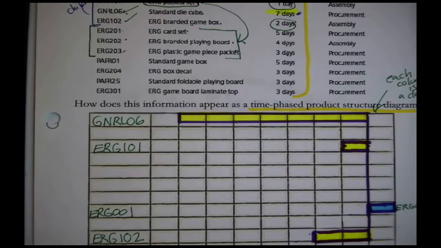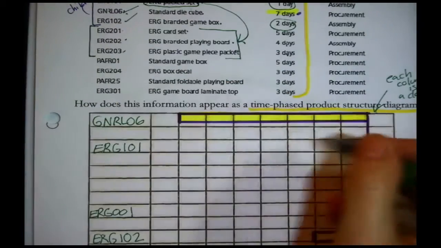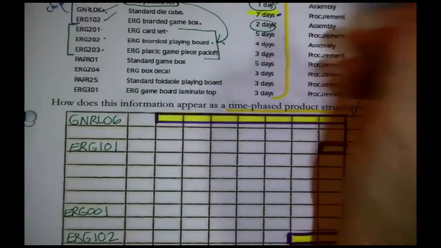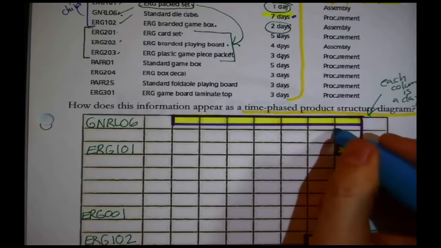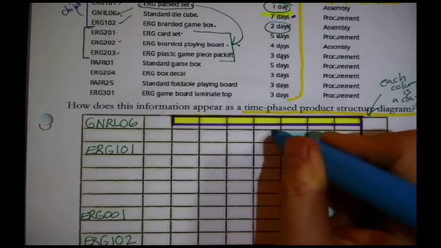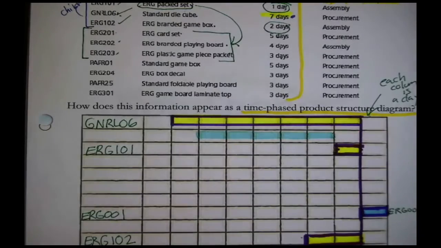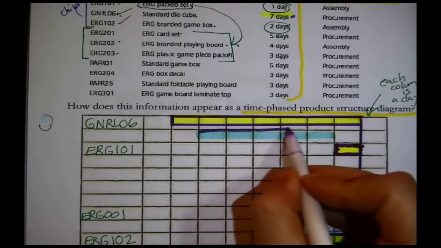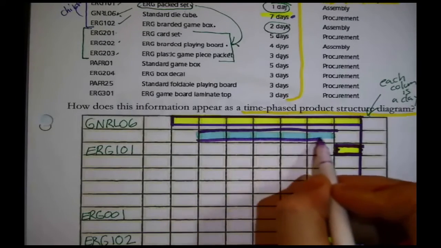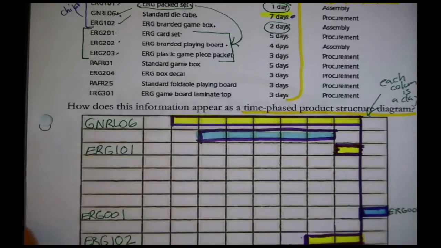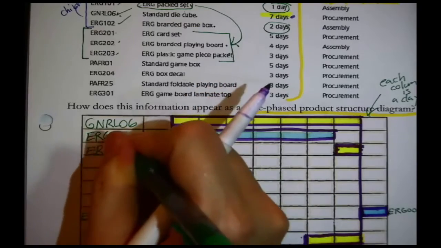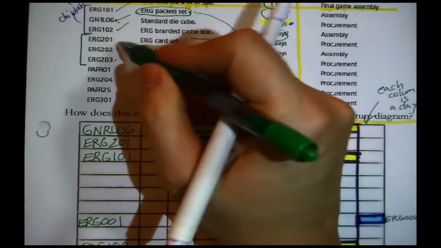For instance, the card set. We've got a nice gap in here. I think I'm going to put it in here. The card set has a lead time of 5 days. So 1, 2, 3, 4, 5. I'm backing up in time, 5 days. This is how long you would wait for ERG 201, the card set. Okay, so that one's done.